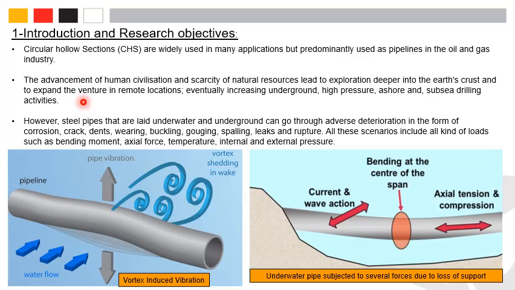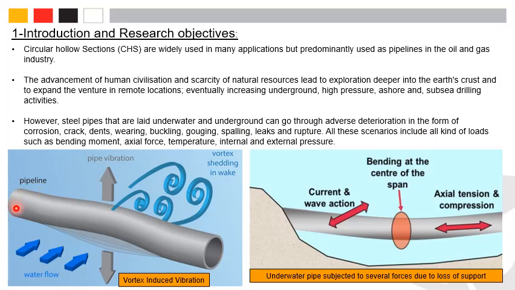However, steel pipes that are laid underwater and underground can go through adverse deterioration in the form of corrosion, cracks, dents, and rupture. All these scenarios might include different kinds of loads in addition to internal pressure, like bending moment, axial force, and temperature variation.